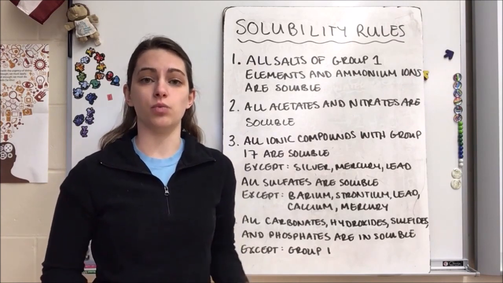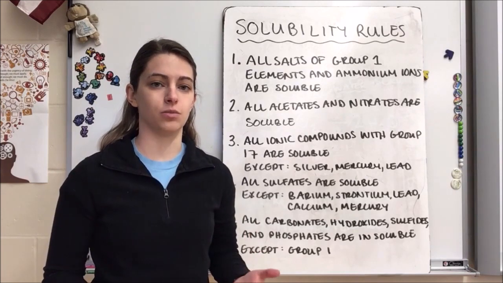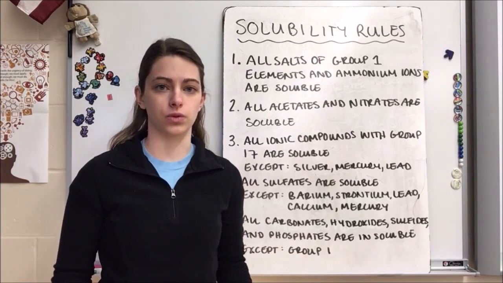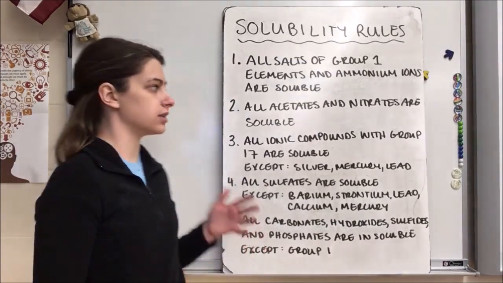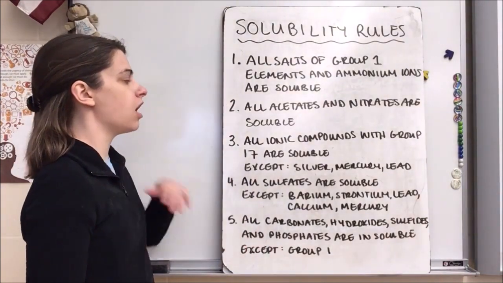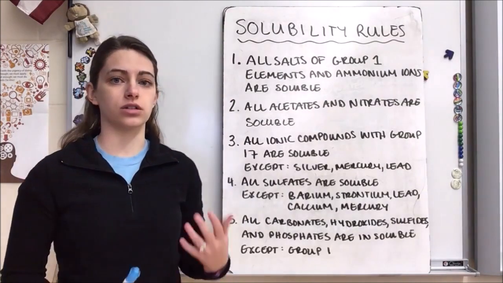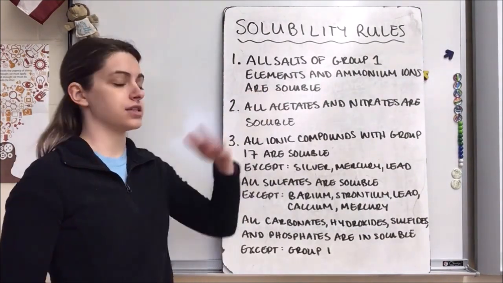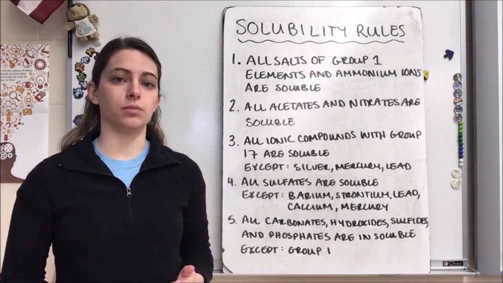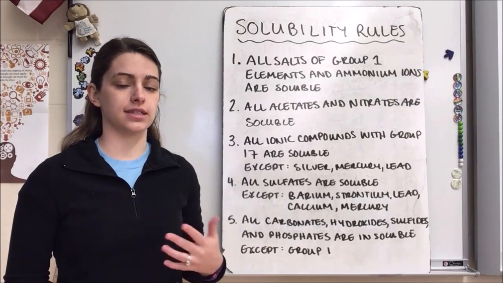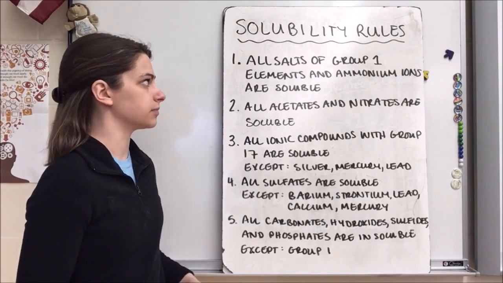So that being said, you will want them in your notes so you can use them, because that's really what we want to see. We want to see you be able to use and apply the rules rather than just memorize the rules. So there are 5 of them, so let's go through them. First, all salts of group 1 elements and ammonium ions are soluble. Now, when we say soluble, that means it dissolves in water. That's really what we're looking at, is solubility in water. You can look at solubility in other things, but we're going to focus on solubility in water.